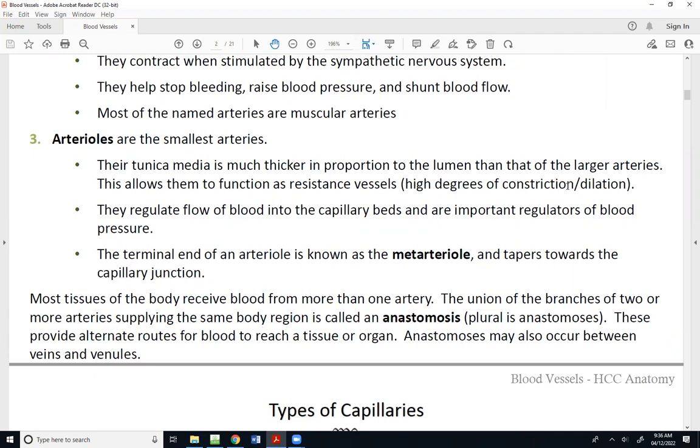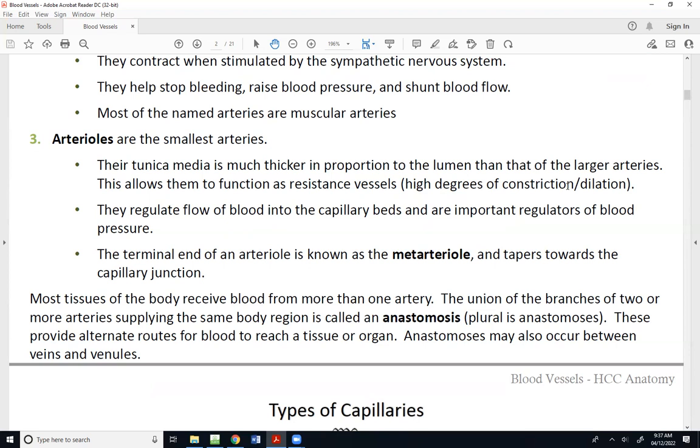And that relates to the ability of them to perform high degrees of constriction and dilation. Their job, therefore, is to regulate blood flow into capillary beds and are important regulators of blood pressure. And it's because of the constriction and dilation that they can perform. At the terminal end of an arteriole, you have what's called a metarteriole, which tapers towards its junction with the capillary.